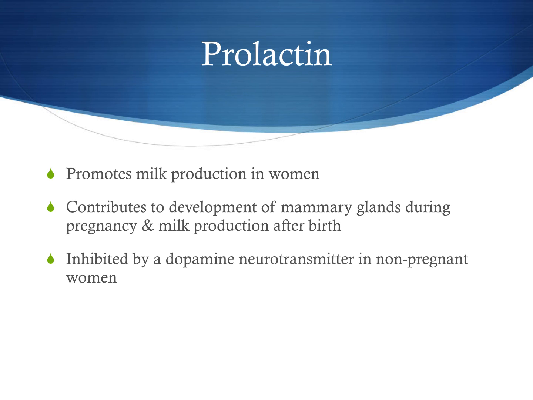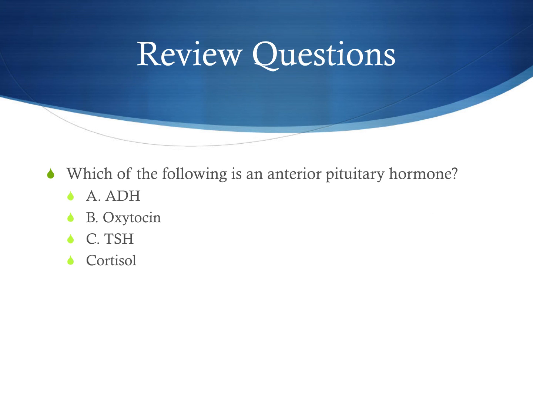So, as these hormones can sometimes be confusing to us and we need lots of work with them, I did include some review questions. So we see here, which of the following is an anterior pituitary hormone? Remember, we have 6 from the anterior and 2 from the posterior pituitary gland. So we have ADH, oxytocin, TSH or thyroid stimulating hormone, and cortisol? And the answer would be TSH.